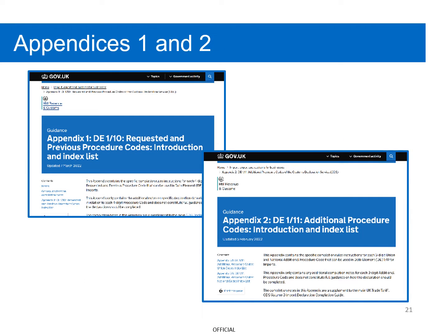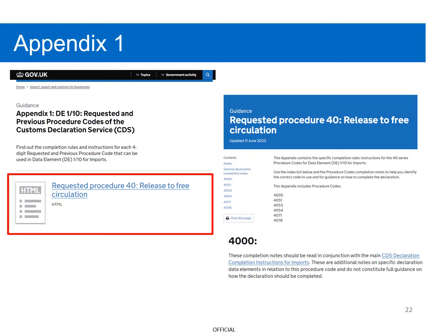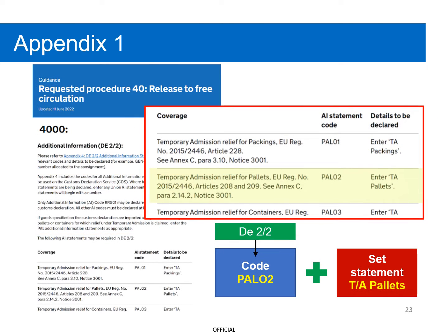Next, Hallie needs to access her procedure code and additional procedure codes via Appendices 1 and 2. Hallie returns to Appendix 1, searches for her procedure code 4000. She scrolls down to the Additional Information section. Hallie must read this and see if there are any additional requirements for her procedure code.